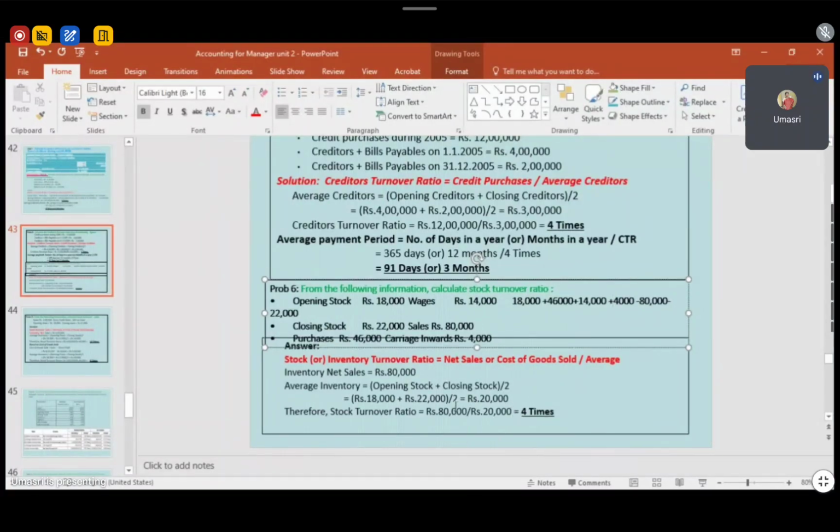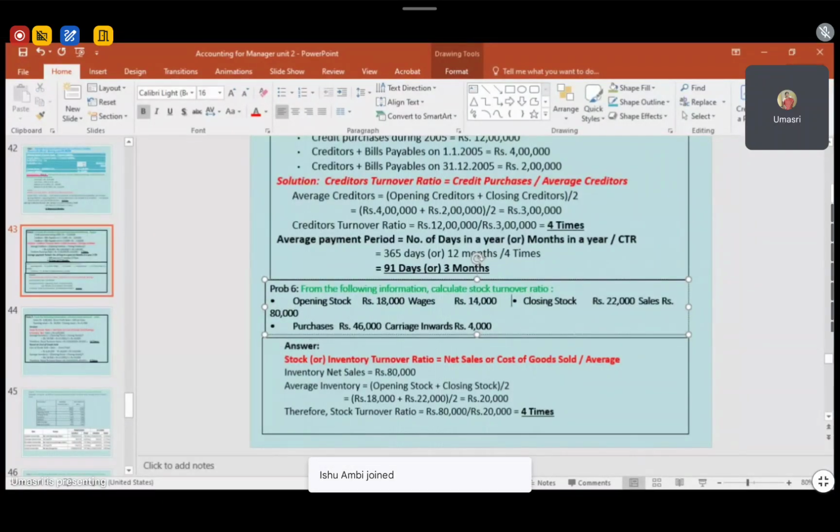Actually we have to take cost of goods sold divided by average inventory, right? So gross profit is not available in your problem. You have to calculate. The informations available are opening stock, wages, closing stock, sales, purchases, carriage inwards. If you prepare trading account, you can find gross profit. If you eliminate gross profit from sales, that is called cost of goods sold. Okay.